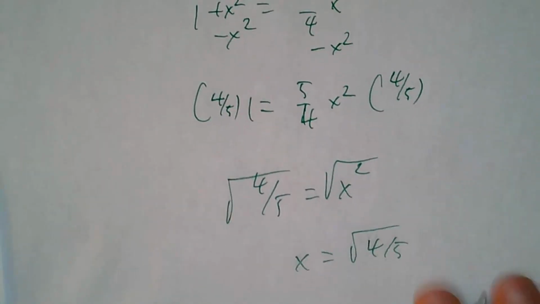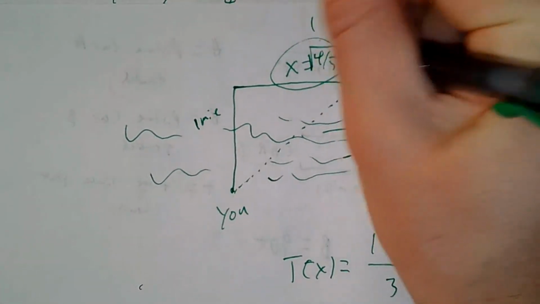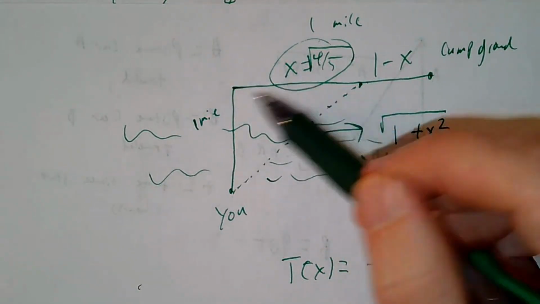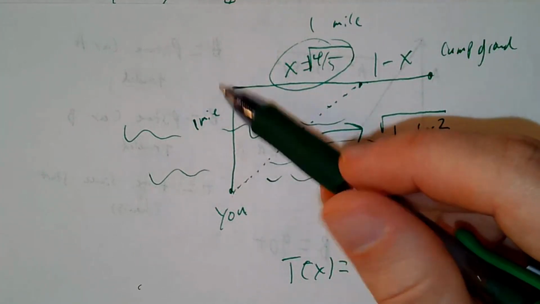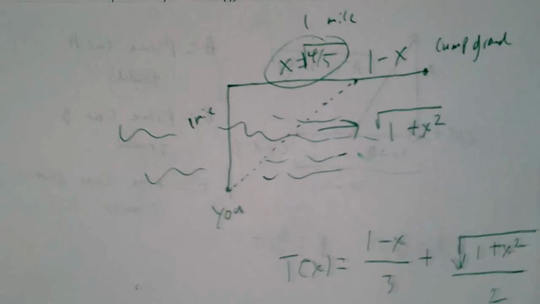So visually, what happened there is, back to the drawing, we want to be the square root of 4/5 of a mile over from this point towards the campground to optimize the distance.